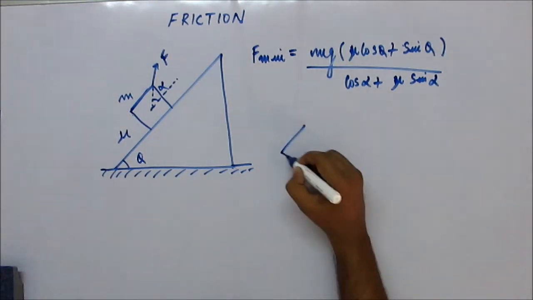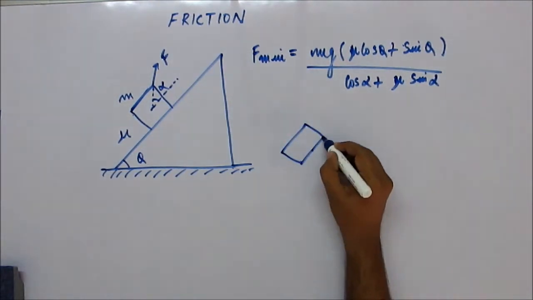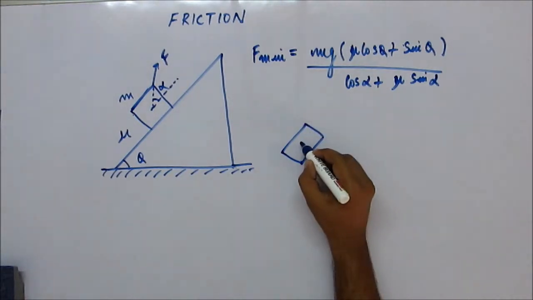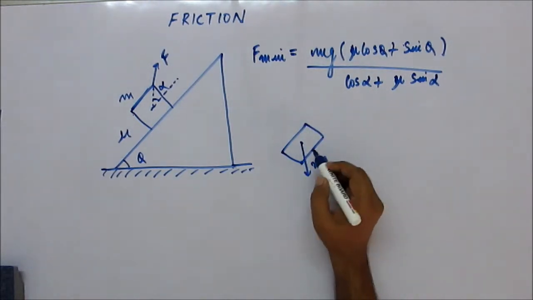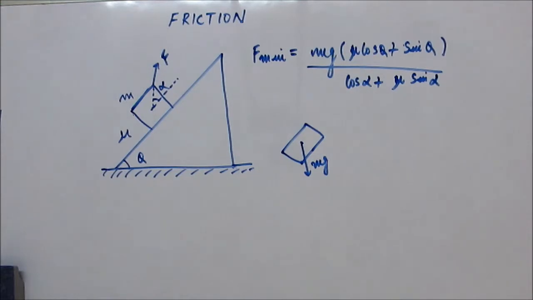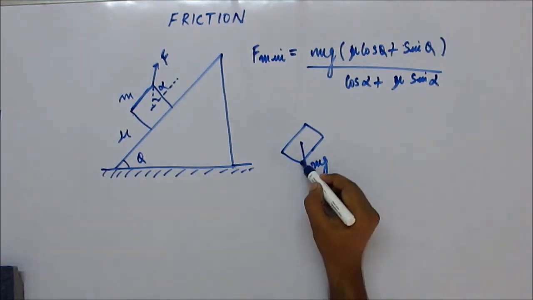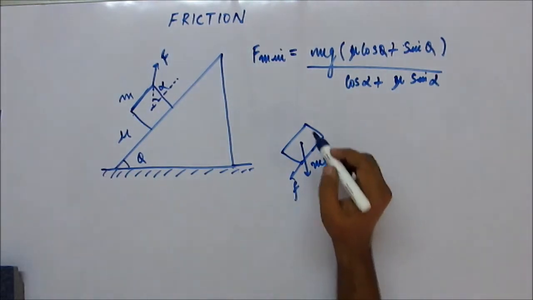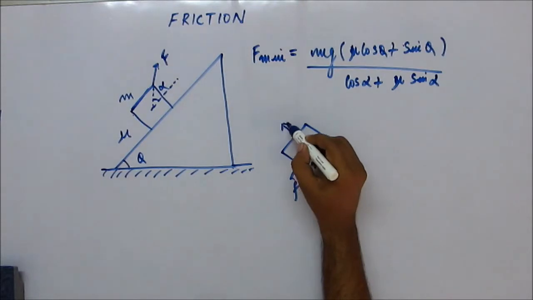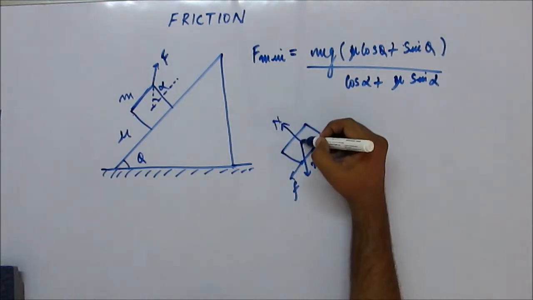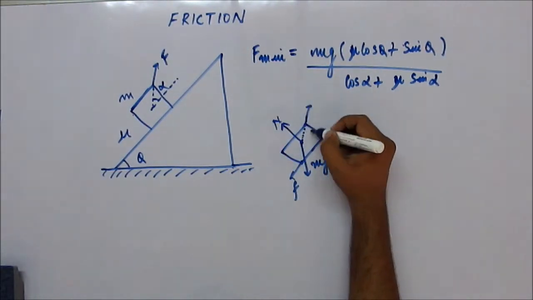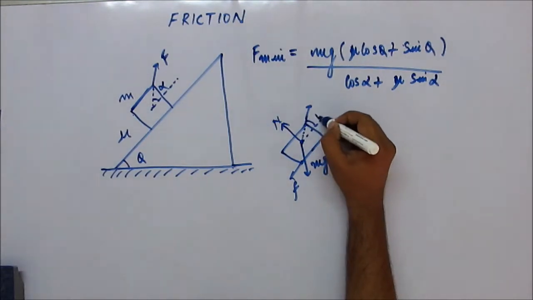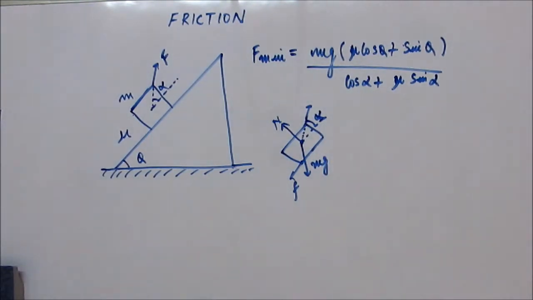FBD, that's where you have to start from every time. Mg is acting downward. Friction force, you're moving it up the plane, so the friction force is going to act down the plane. And normal reaction is perpendicular to the plane. And the external force is at an angle alpha to the plane.